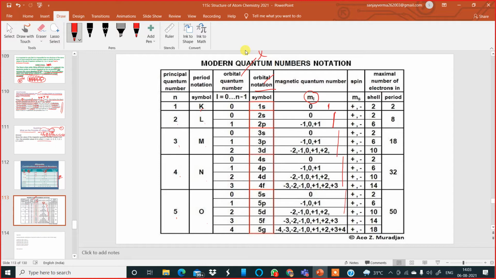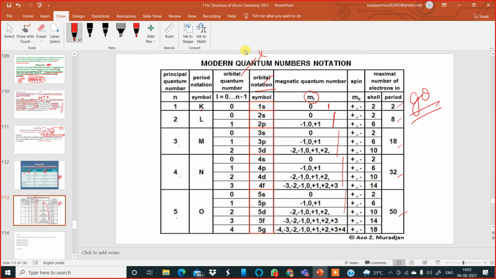The spin is plus, minus, plus, minus, plus, minus, everywhere. Two electrons means one electron in the orbital is clockwise, another one is anti-clockwise. So based on this, you can get the number of shells. Okay, maximum number of electrons, so that is also there. It is obtained in this manner. So this chart is also important. Go through it.